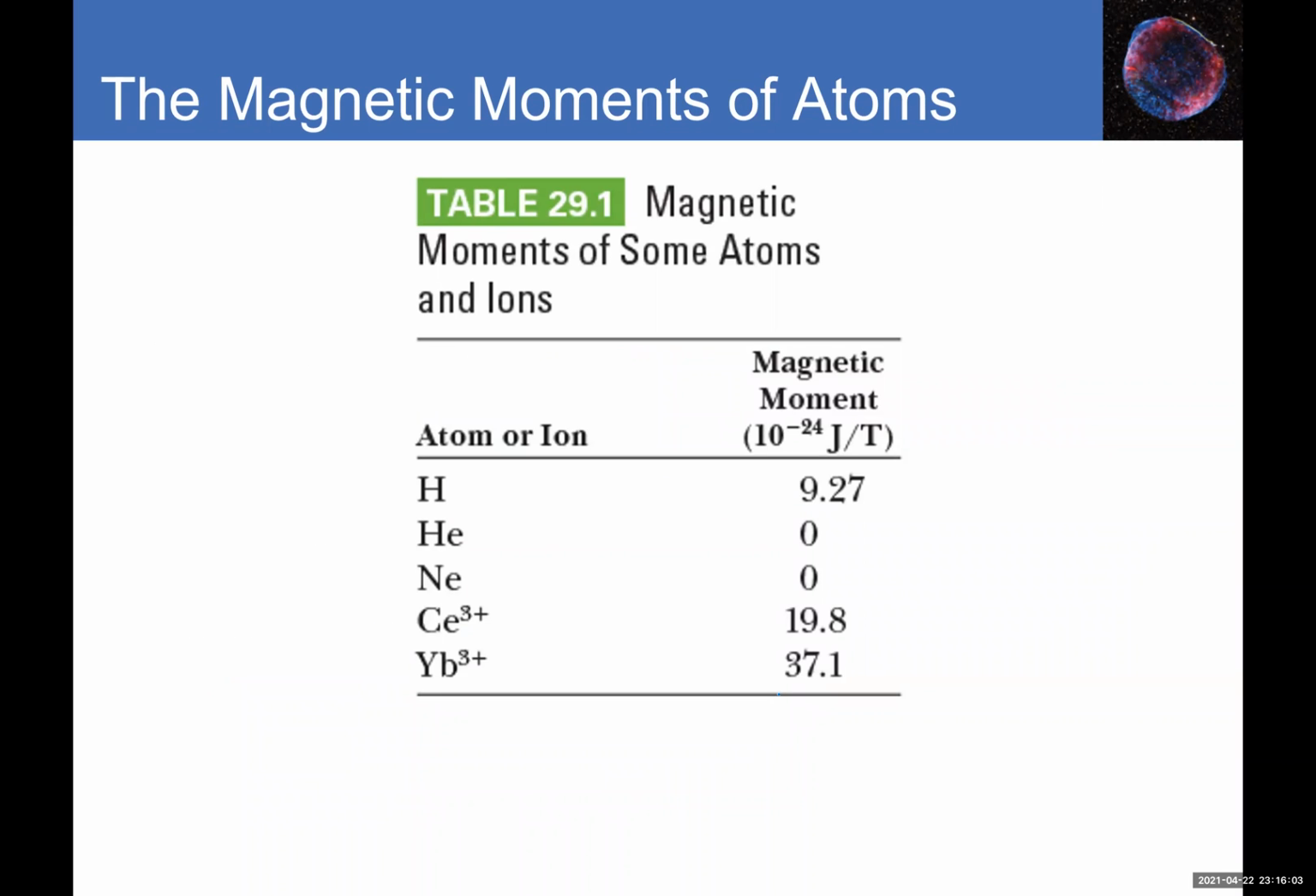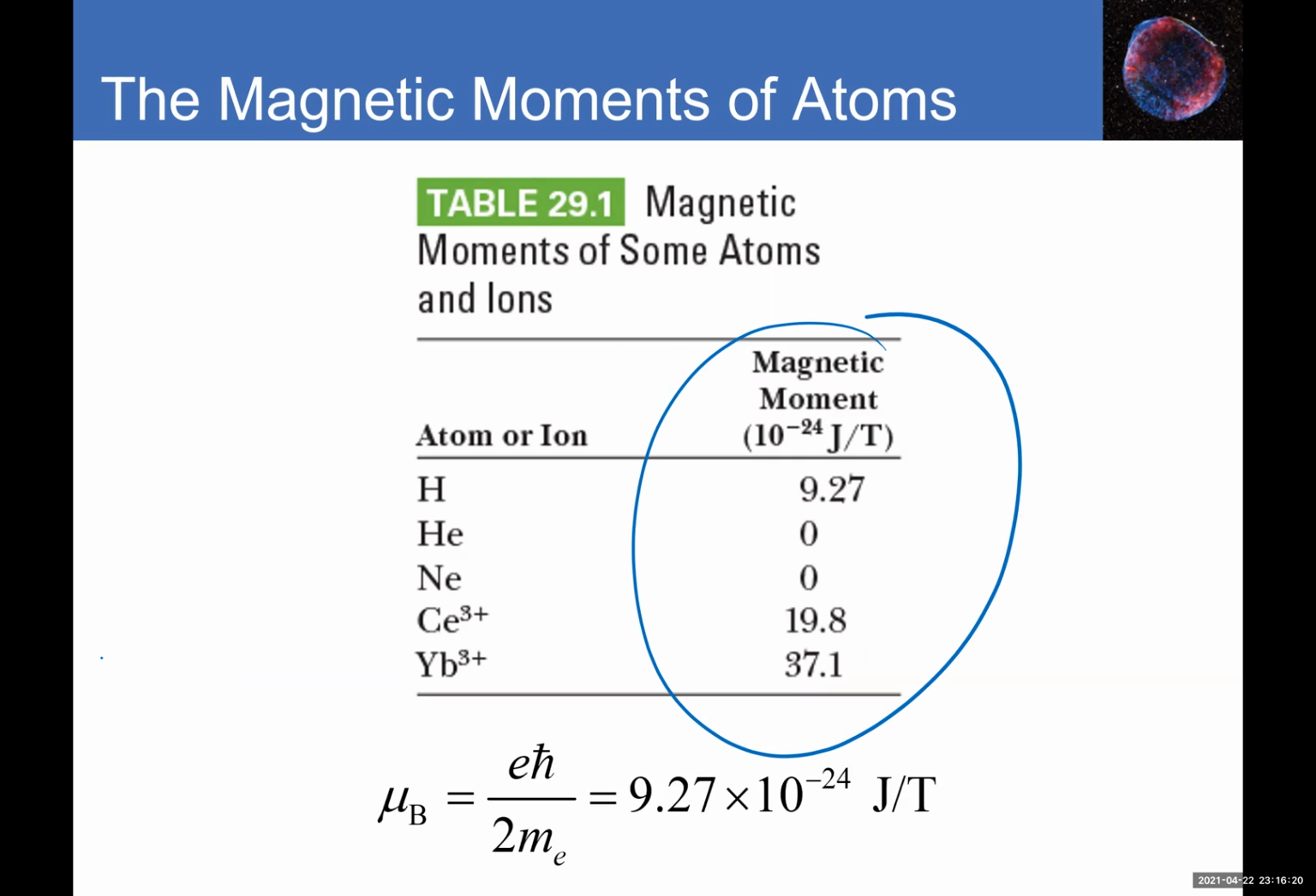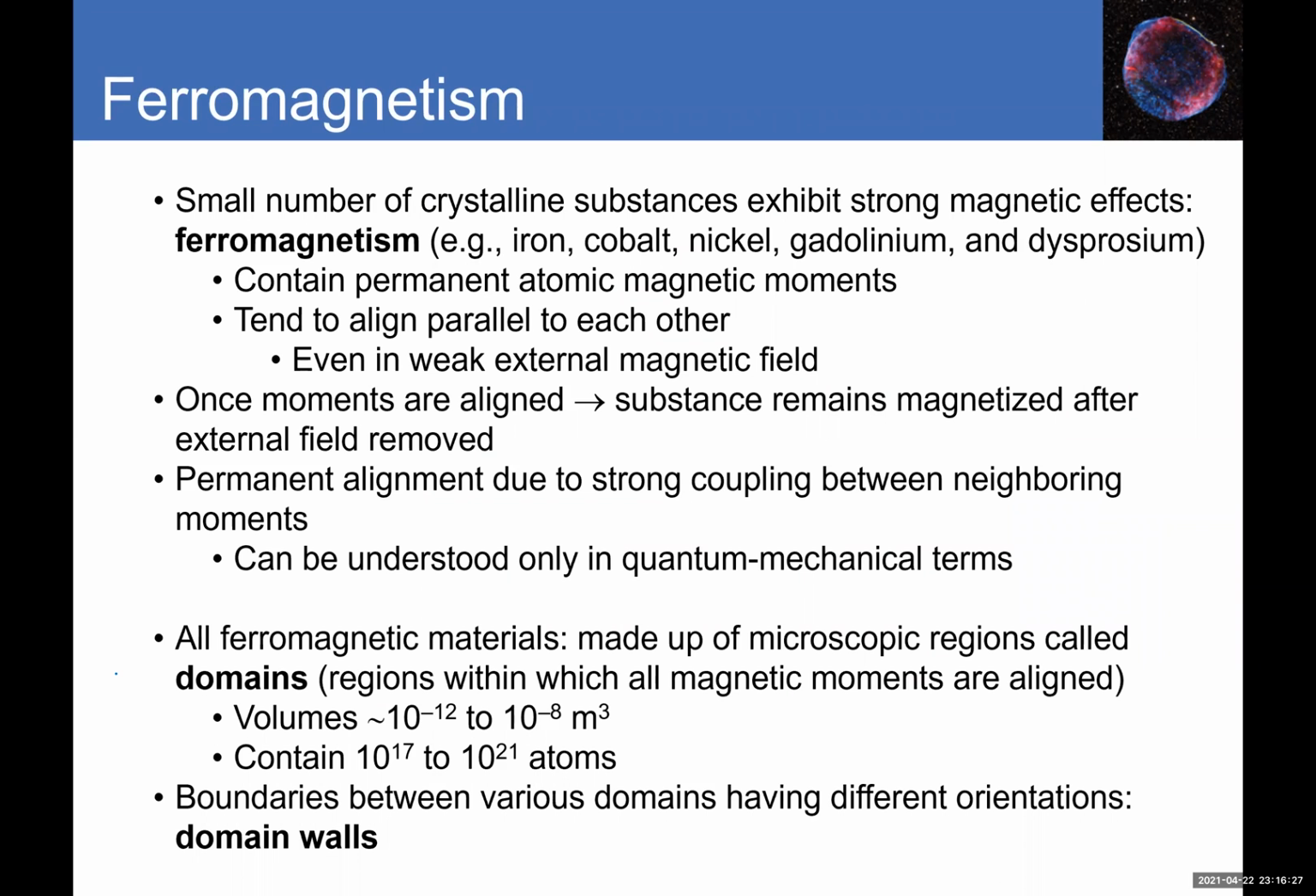All right, so here are the magnetic moments of some atoms and ions. You can see that, for example, hydrogen has a magnetic moment, helium 0, neon 0, and so on and so forth. These are some of the atoms or ions, and that's again the value of the Bohr magneton. Now we can talk about how some objects are magnetized and others are not.